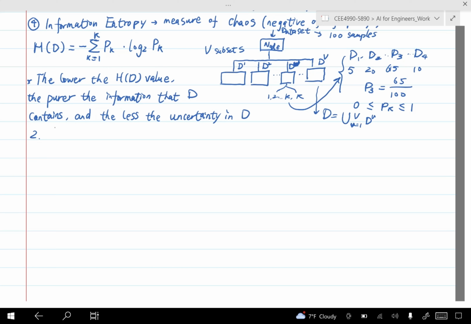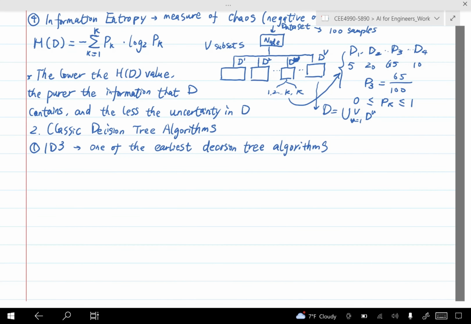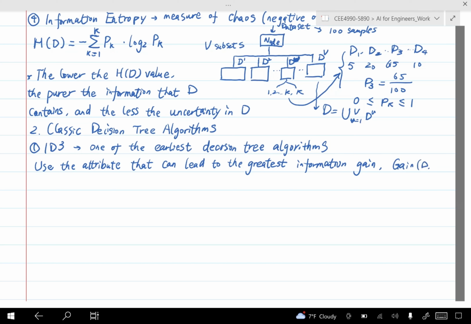Second, let's take a look at the classic decision tree algorithms. The first one and the oldest one is called ID3. So this is one of the earliest decision tree algorithms. In ID3, what we do is that we select the attribute that can lead to the greatest information gain. We write it as Gain(D, A).